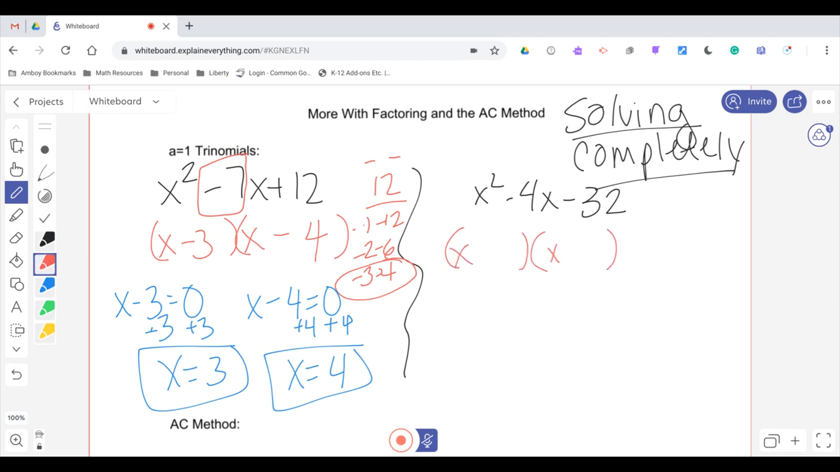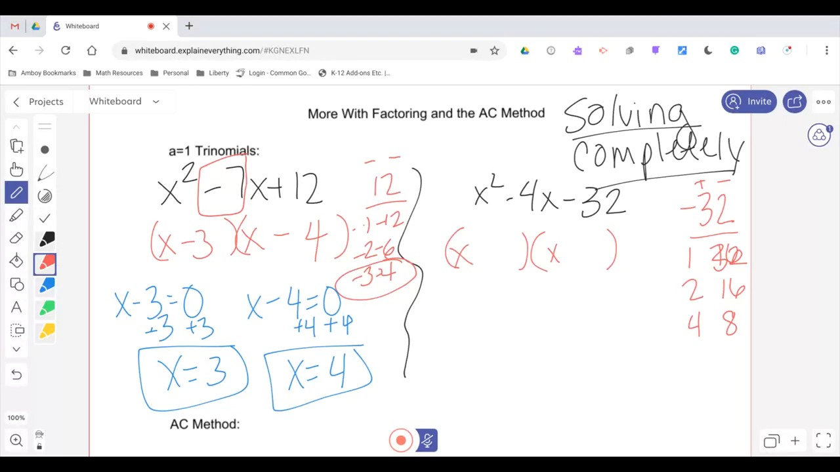I'm going to start with x in each one. I need factors of negative 32 that will give me negative 4. Now, because the 32 is negative, you need a positive and a negative. So let's see, there's 1 and 32, 2 and 16. 3 does not go into it. 4 and 8. 5 doesn't go into it, 6 and 7 don't go into it, and then we're back to 8. So I guess these are its factors.